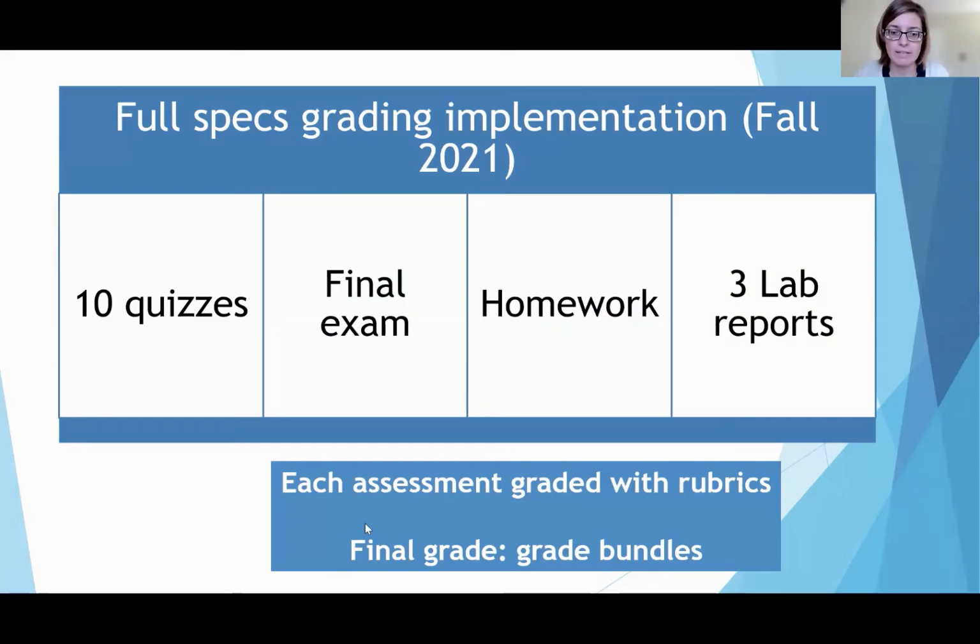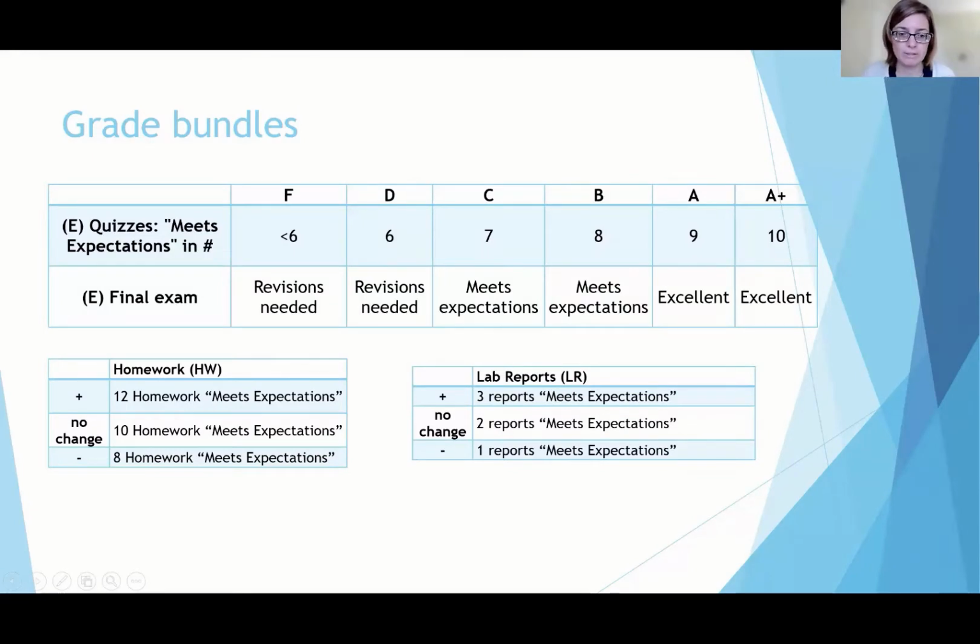So the final grade is based on what we call grade bundles. And this is the grade bundle that I use for my class. Students need to pass, or I call it meets expectations, in at least 7 quizzes to get a C grade. And then they also need to meet expectations in the final exam. And I'll show you how I determine those meet expectation or other grades for each of these assessments.